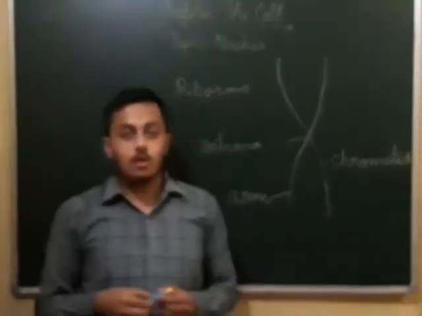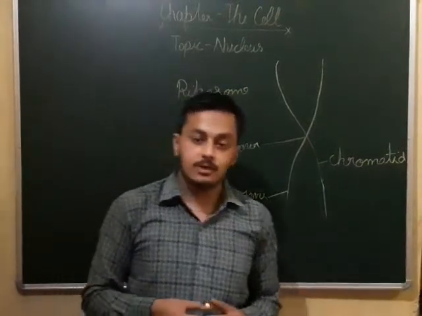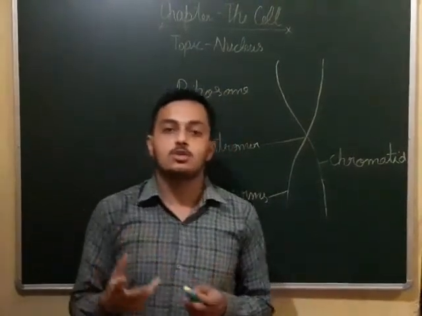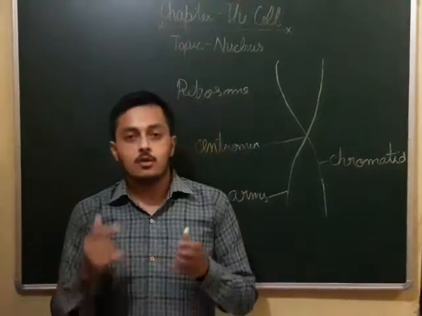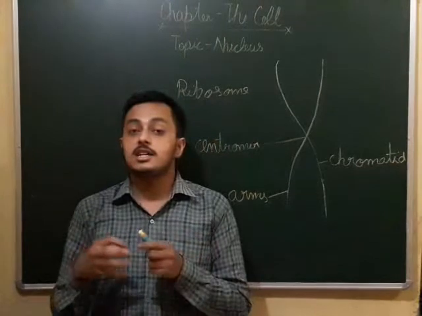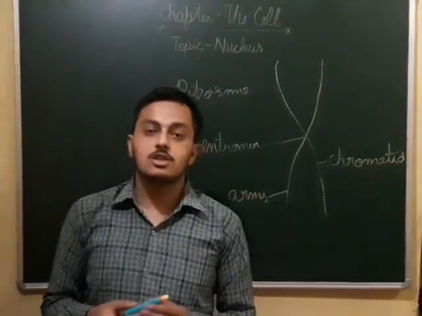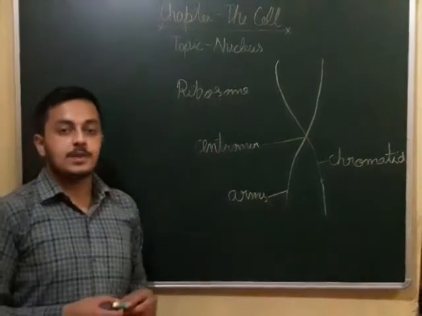Third, it controls all the metabolic activities performed by the cell. It guides when the cell is going to be divided into two parts. Firstly, the nucleus gets divided, then the cell division starts. So these are the functions of the nucleus.